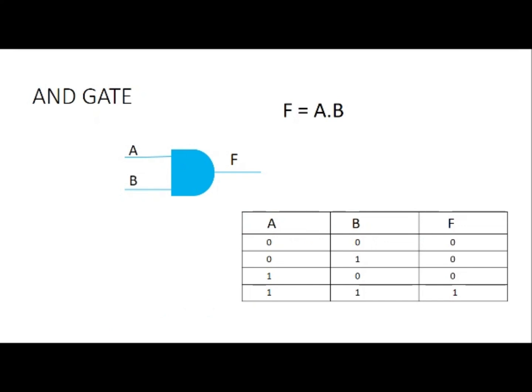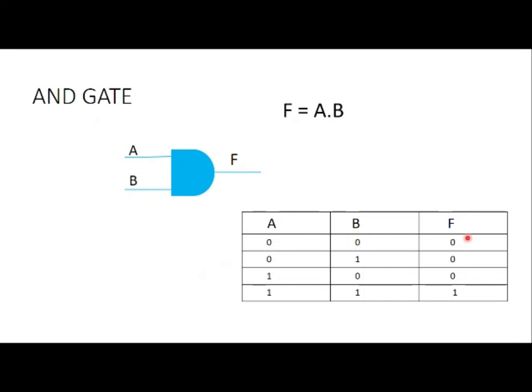So here there are 4 rows. How do we identify how many rows to enter? Take 2, and then there are 2 inputs. As there are 2 inputs, write here 2. If there are 3 inputs, you write here 3. So 2 to the power 2 equals 4. So there are 4 rows. First you have to enter the inputs A, B, F, and 0 is off and 1 is on.